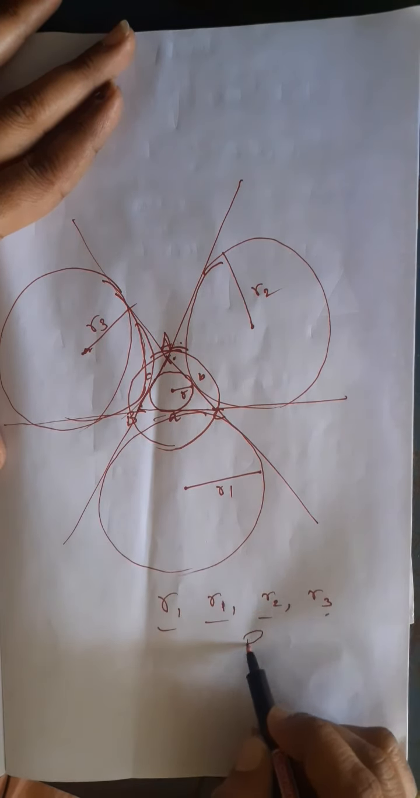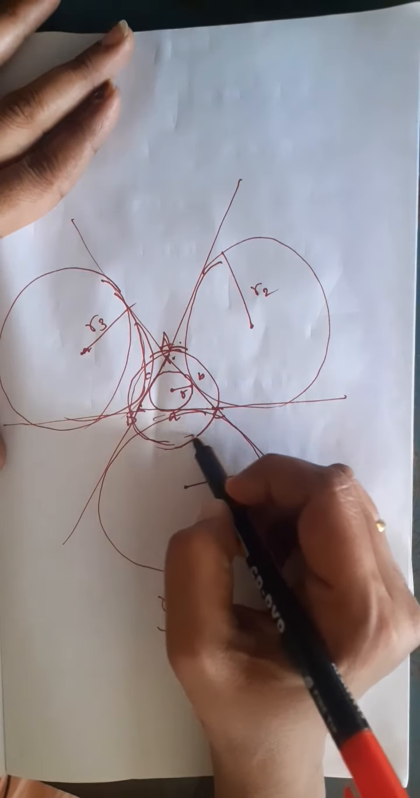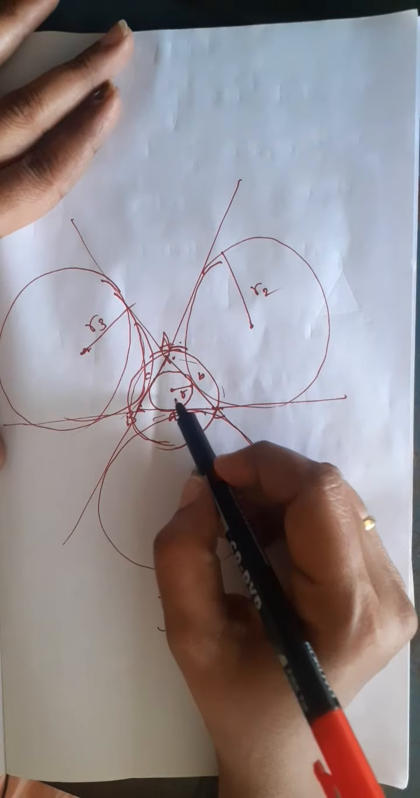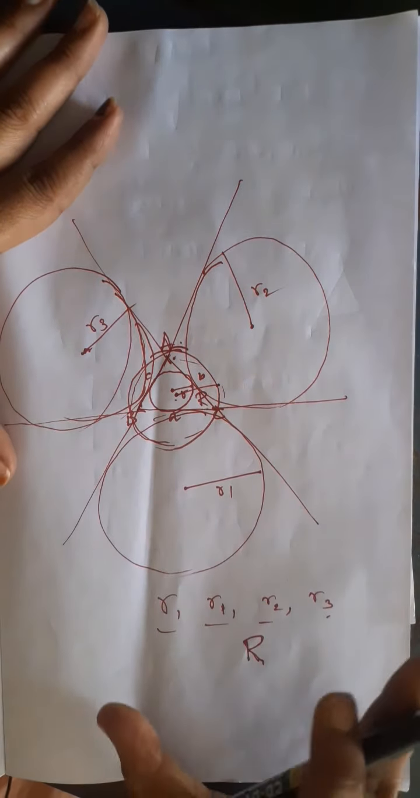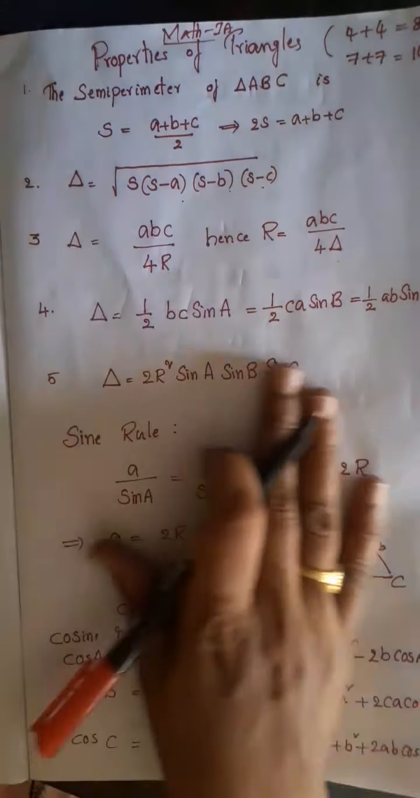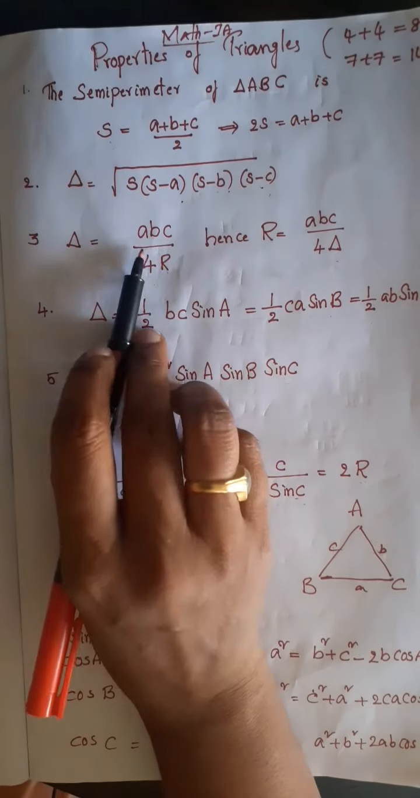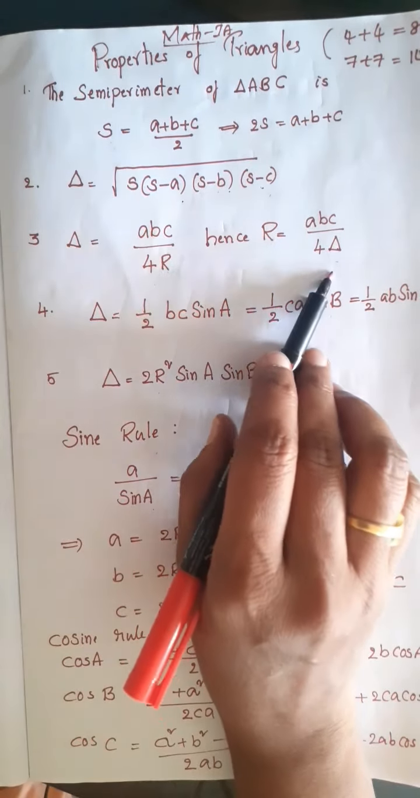Then the only thing left is capital R. Capital R is nothing but the circumcircle radius. We call it the circumradius. This is capital R, the circumcircle radius. So delta is also given by abc by 4R. From this you can write R is equal to abc by 4 delta.